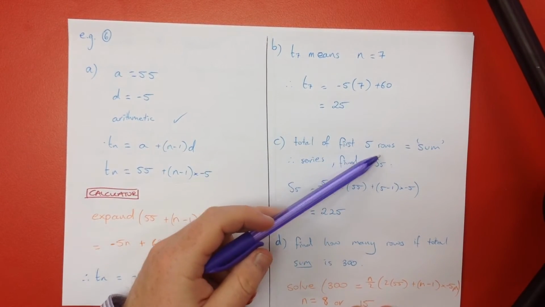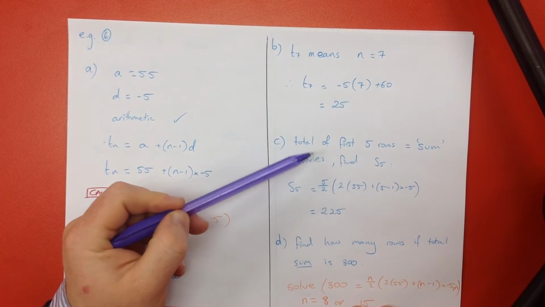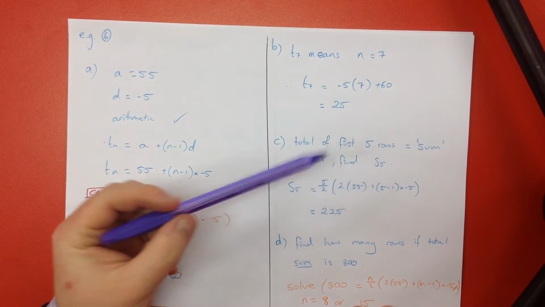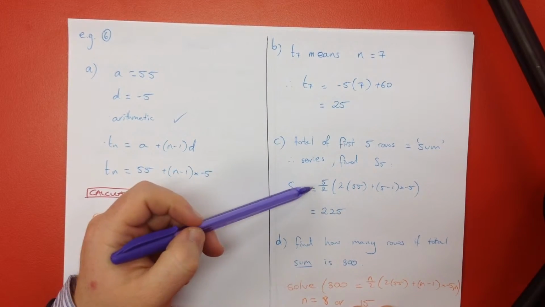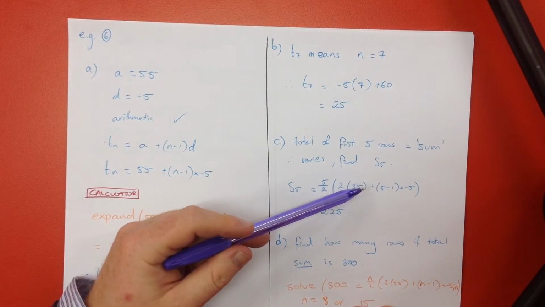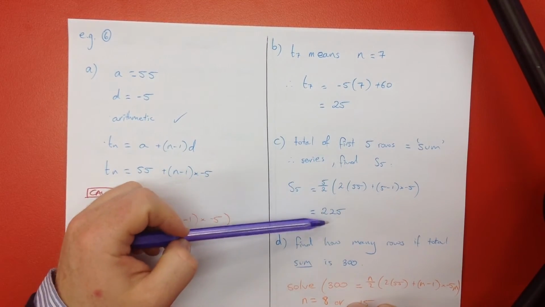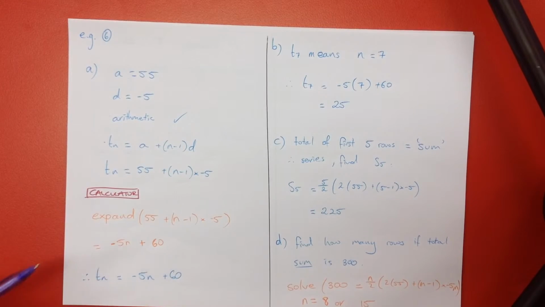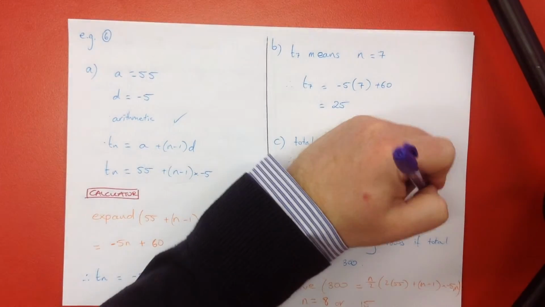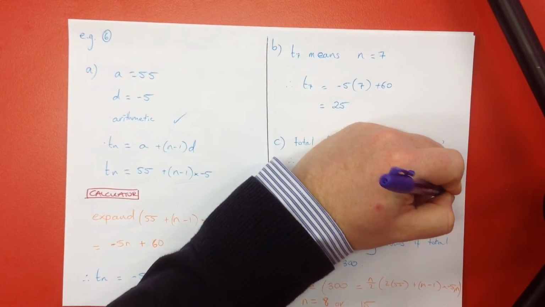The total of the first 5 rows is the sum of the series. So find S of 5, and then we just put in our formula. S of 5 equals, and pump in our n, our a, our d, party time, 225. I just used my calculator for that. So from here, that was a calculator job for me.